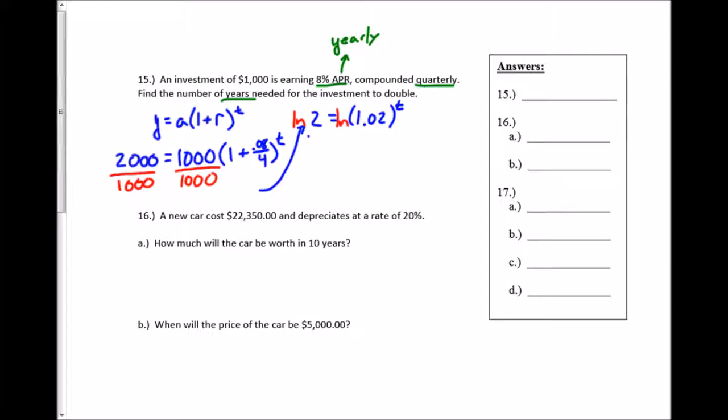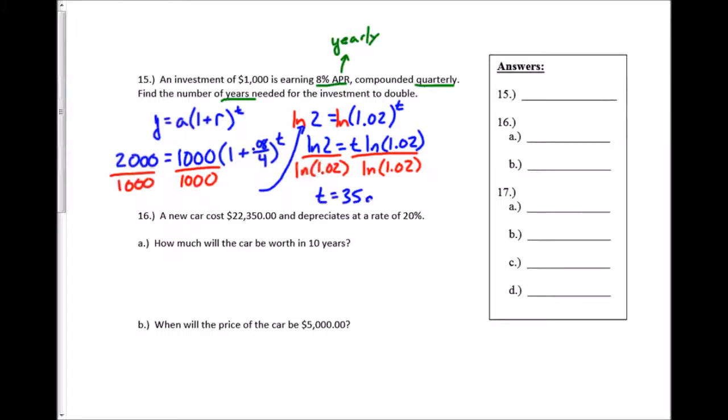The natural log allows me to bring that exponent down, so I bring the t out front. So I have t natural log of 1.02. And now I have t times a value. I'm going to divide by that value, which is my logarithm. Now again, this is a job for my calculator, so I plug it in. And that gives me t equals 35.00 to 2 decimal places.